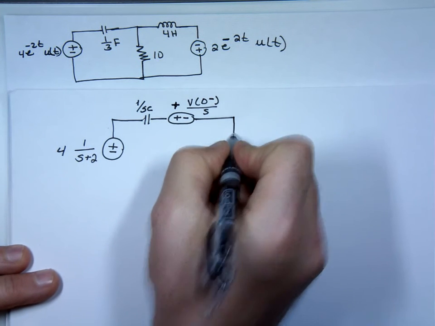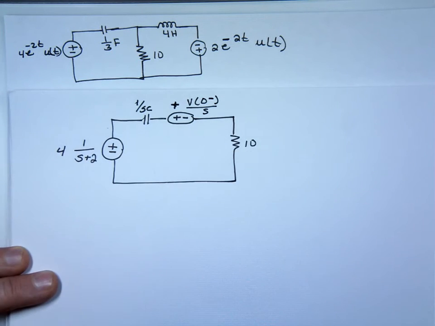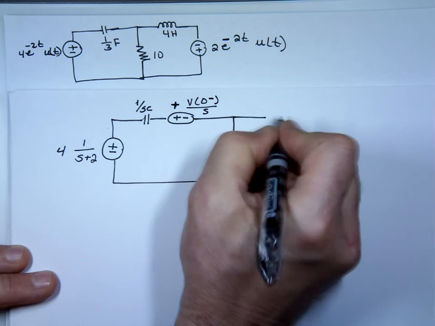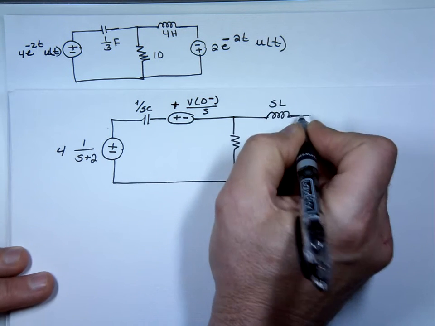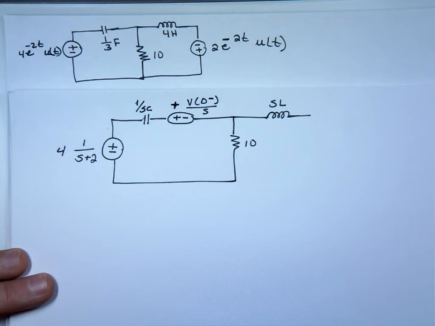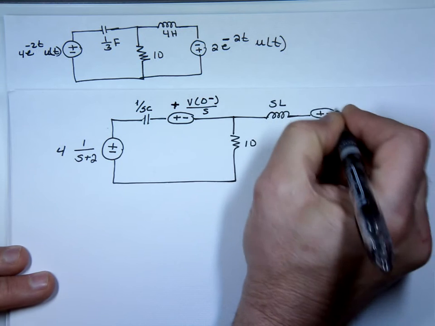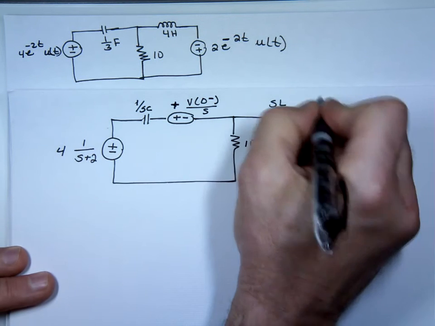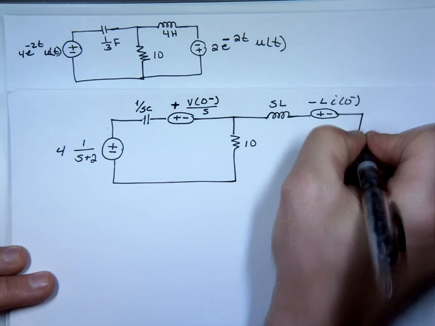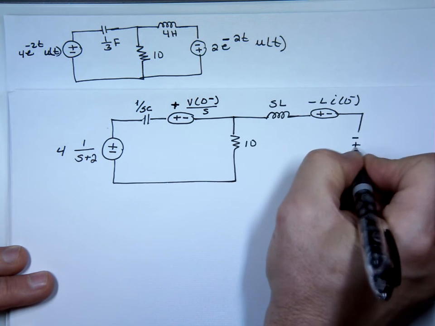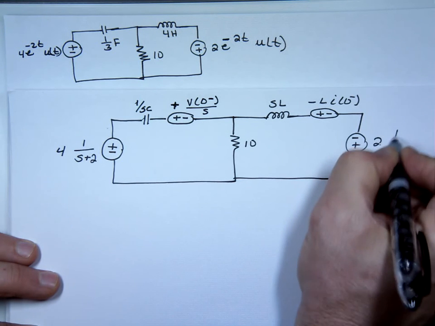The resistor will stay the same. And this one, SL, and this is plus to minus. The value negative L I sub 0 minus. Thank you. And the Laplace of this again, 2 times 1 over s plus 2.